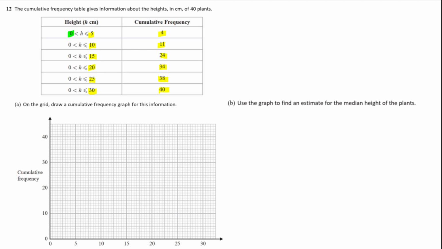So the first point I'm going to plot is 0, 0. Okay, and then I'm going to go to 5 and plot one at a height of 4. Okay, then the next one is at 10 at a height of 11.